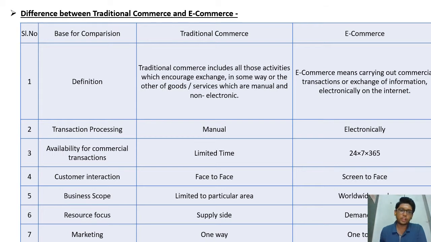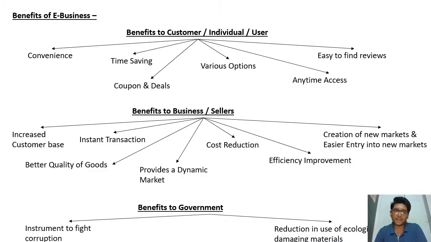Next, resource focus: supply side, demand side. At last, marketing. For traditional commerce, marketing is one way. E-commerce, it is one-to-one. These are the differences between traditional commerce and e-commerce. There are 7 points which we can easily remember. Next, we go to the benefits of e-commerce.